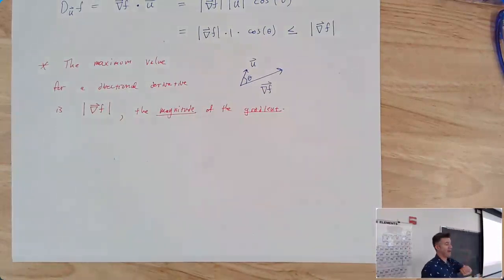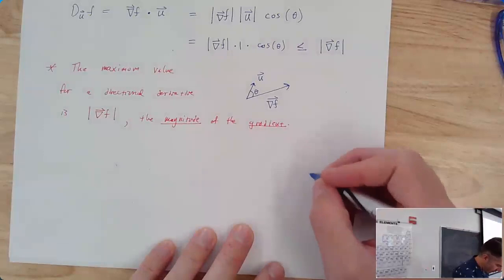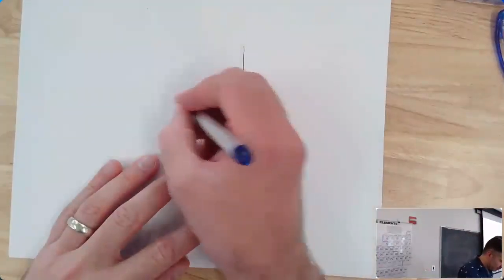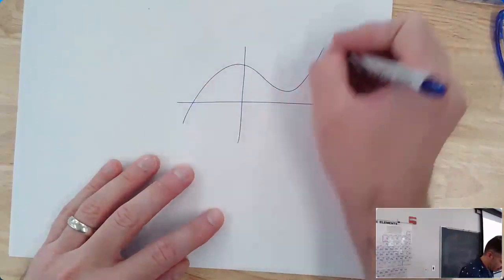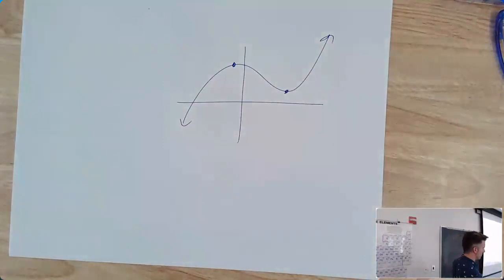And here's what's lovely about the minimum value. If you know the maximum, you know the minimum. Because here's what's very different about functions of 2 variables versus functions of 1 variable. If you had a function of 1 variable like this, there's a maximum, there's a minimum. They're totally unrelated to each other.